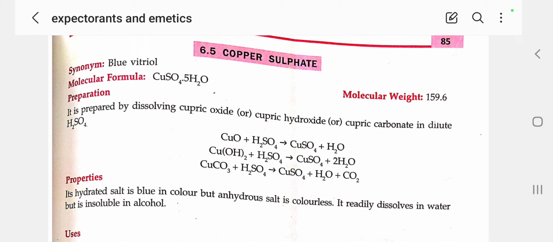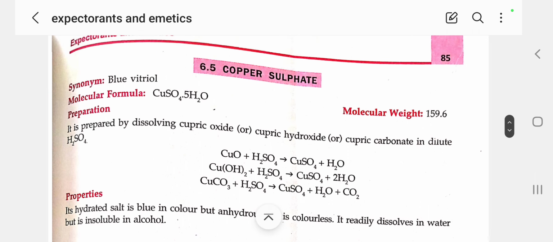In the previous session, we discussed the function of expectorants and emetics. That means the pharmaceutical inorganic substances used for the treatment of these conditions, like ammonium chloride, potassium iodide, copper sulfate, and sodium potassium tartrate.